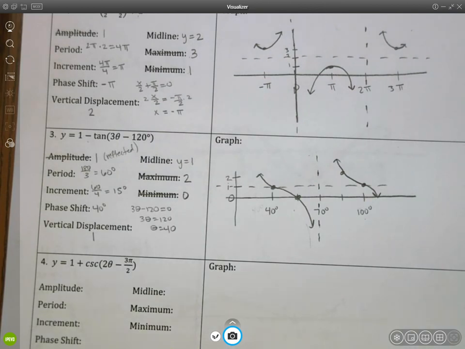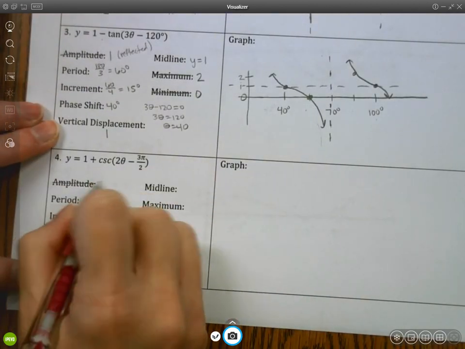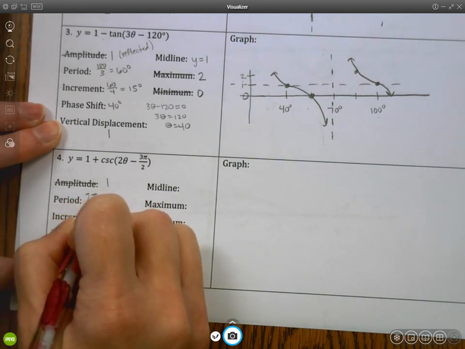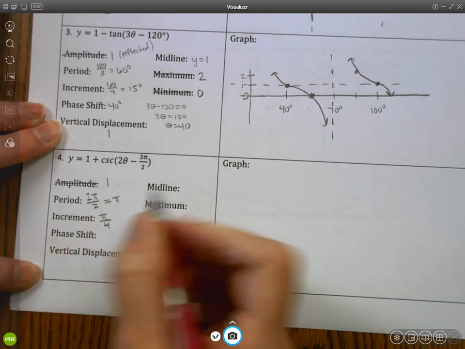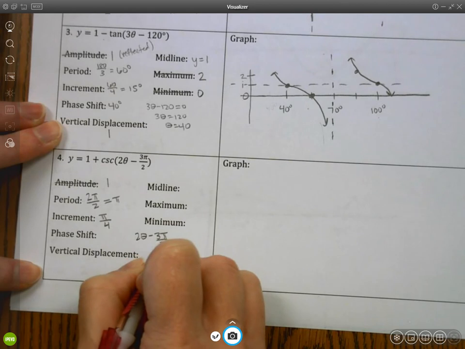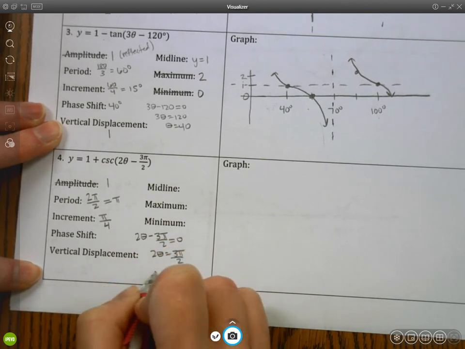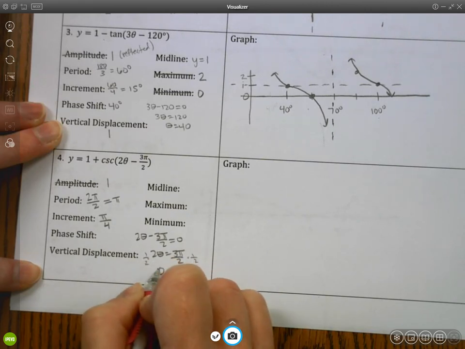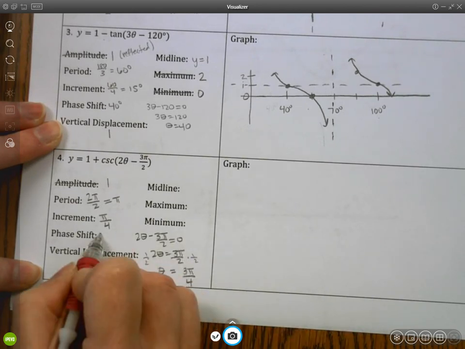All right, so last one. Again, not really an amplitude, but it's 1. Period is normally 2 pi for cosecant, and we're going to divide by 2, so it's just pi. You divide that into 4 equal pieces, you get pi over 4. You take what's in parentheses, set it equal to 0. When you divide by 2, it's like timesing 1/2. So you get theta, and over here you get 3 pi over 4. So that's our phase shift.